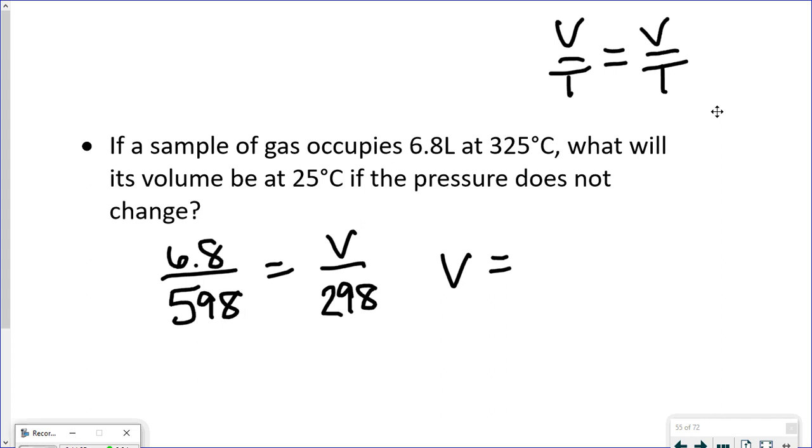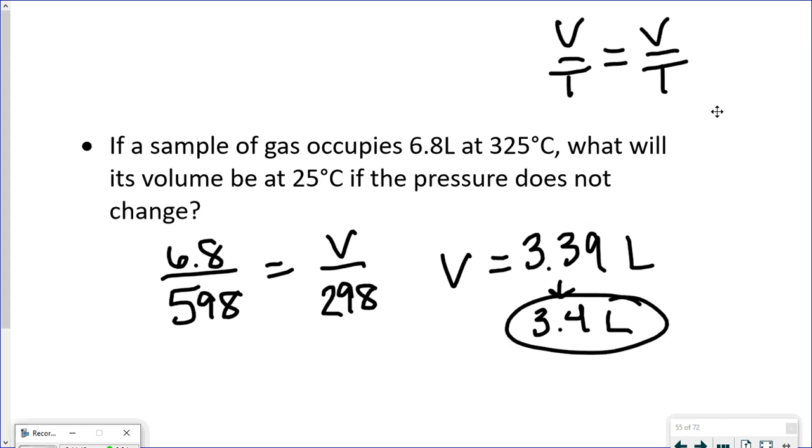And in terms of sig figs, both the 6.8 and 25 only have 2 sig figs. You can also base your sig figs off of the Kelvin temperature. So technically 25 degrees Celsius, when you change it to Kelvin, will have 3 sig figs. So you can base it off of the 6.8 liters with 2 sig figs and round this to 3.4 liters with the appropriate number of sig figs.